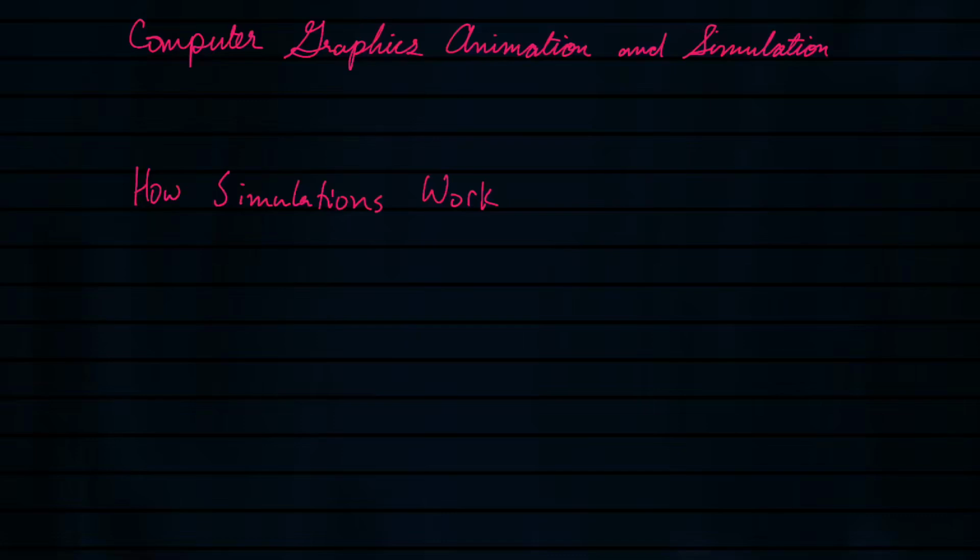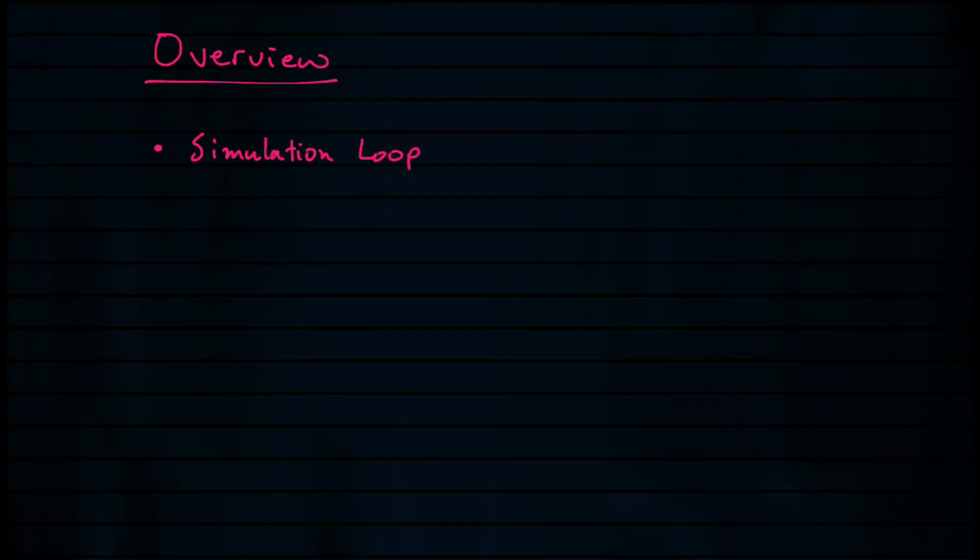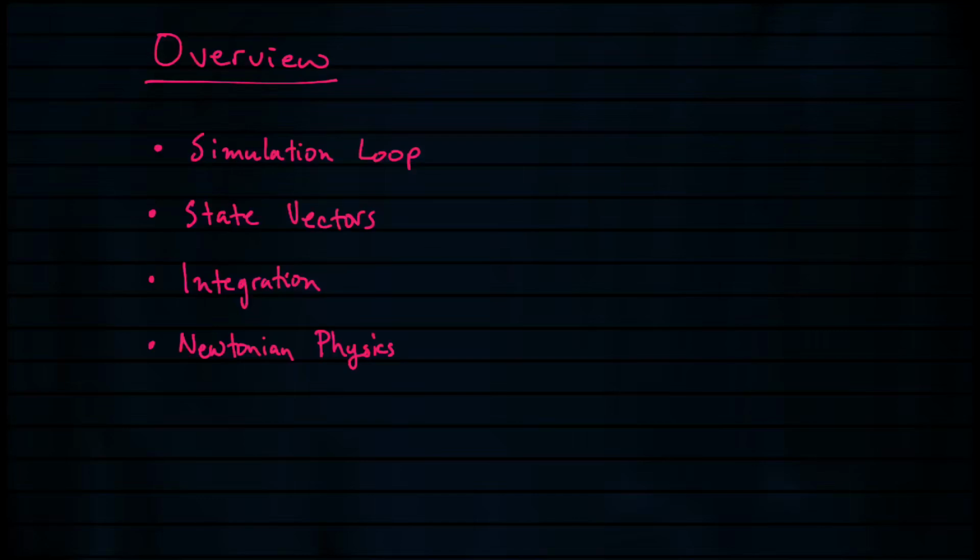In this video we're going to take a look at how simulations work. Let's start with an overview. We're going to cover four main topics today. First, we're going to talk about what a simulation loop looks like. Then we're going to talk about how to use state vectors. Then we're going to talk about some basic integration. And finally, we're going to use a Newtonian Physics example of a dropping object in one dimension.